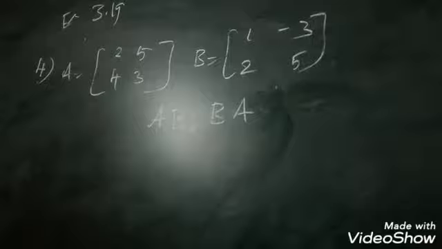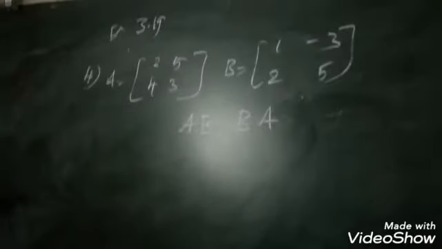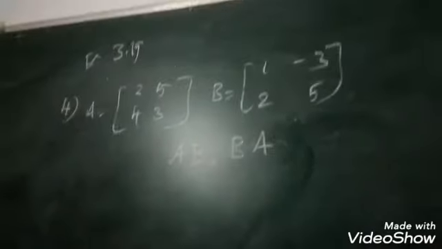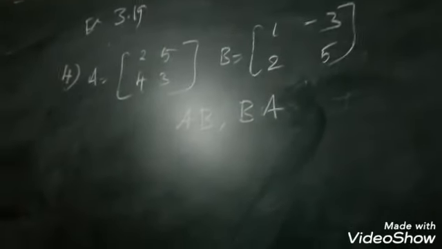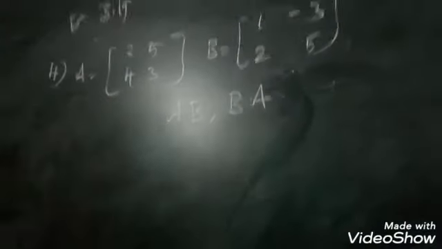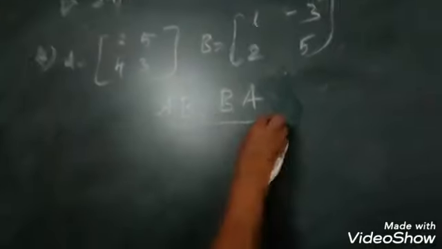Want to check, girls? In the first properties we already studied, the commutative property is always not true in matrices. Okay girls, always not; sometimes it can be equal. When it will be, we will see later, girls. First we want to multiply AB.